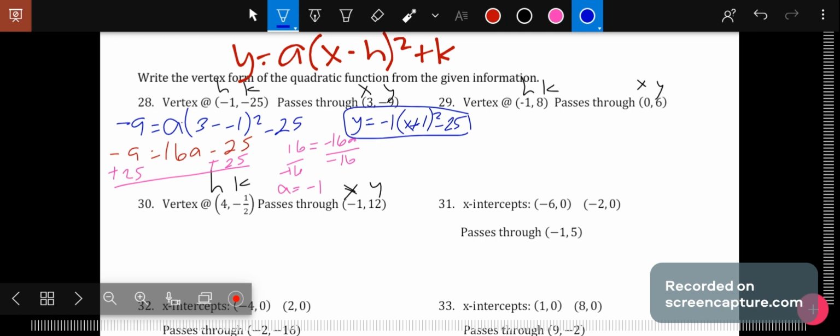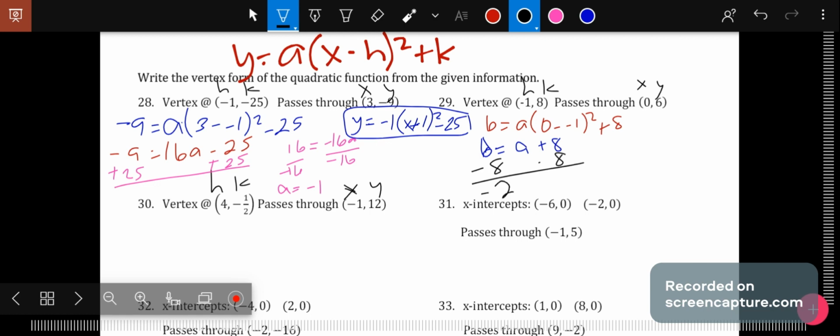For 29, we are going to plug into what we know. And we're going to start with 6 equals our a value times 0 minus negative 1 squared plus 8. Well, when we get ready to simplify, we'll have 6 equals 1 squared is 1, so a plus 8. This will be a little bit easier to solve for a. We're going to subtract 8 from each side, and we get our a value is equal to negative 2.